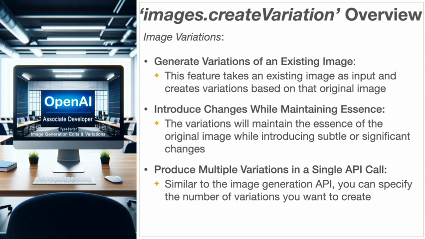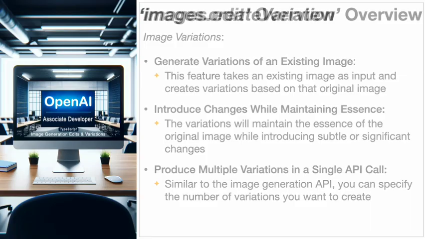This feature takes an existing image as input and creates variations based on that original image. The variation will maintain the essence of the original image while introducing changes. The variations generated may introduce subtle or significant changes depending on the model's interpretation. Also, this call can produce multiple variations in a single API call. Similar to the Image Generation API, you can specify the number of variations you want to create.